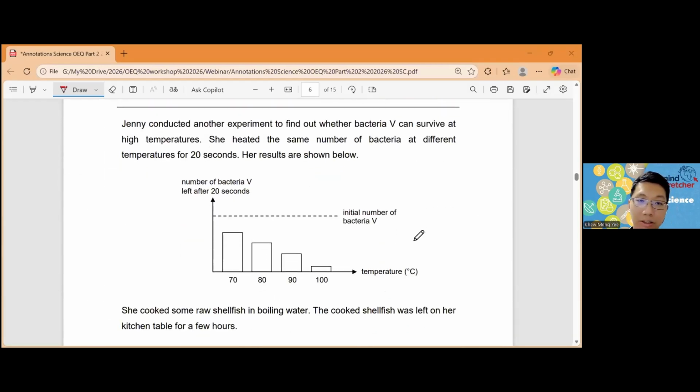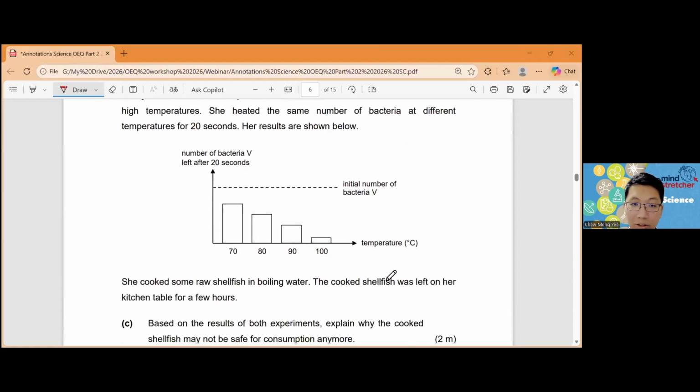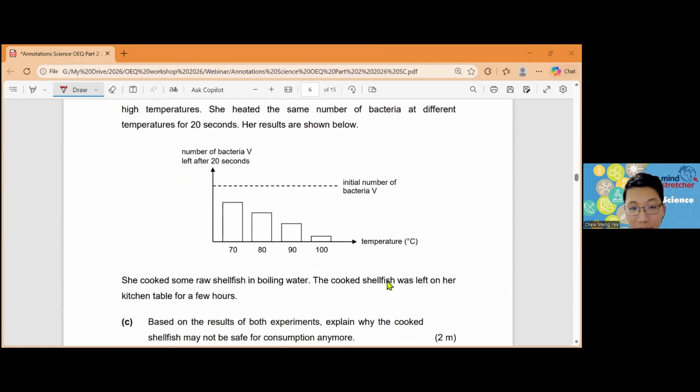So Jenny conducted another experiment to find out whether bacteria V can survive at high temperature. Okay, so this is what some of you are saying, right? Cook them and the number of bacteria should decrease. So this is what we see. Okay, she heated the same number of bacteria at different temperatures for 20 seconds. So these are the number of bacteria left after 20 seconds of heating. So initially it was this amount.